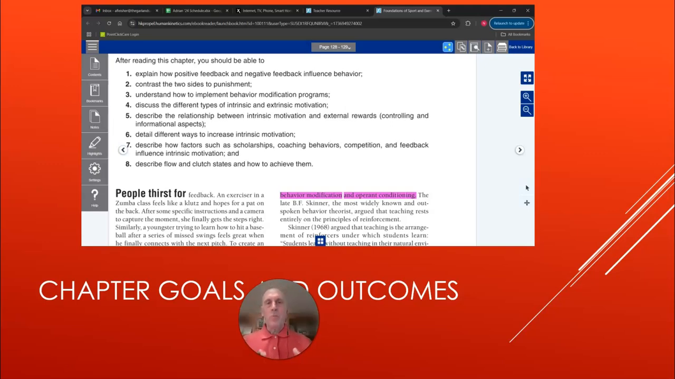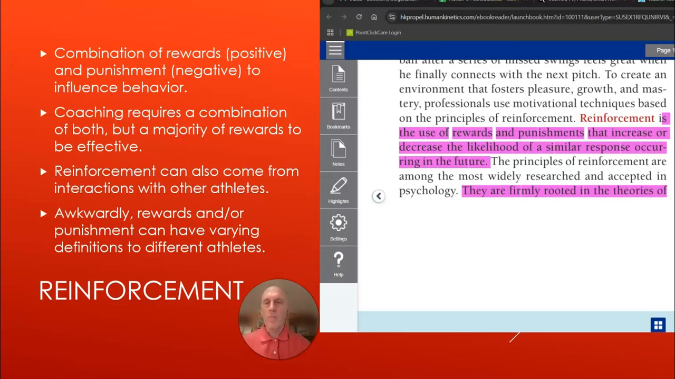You have types of punishment, you have intrinsic and extrinsic motivation, and there's ways that you can motivate your athletes and really hone in on them to help them with their own intrinsic motivation and get them to be more self-aware to be able to leverage that to a greater degree. So let's talk about reinforcement.